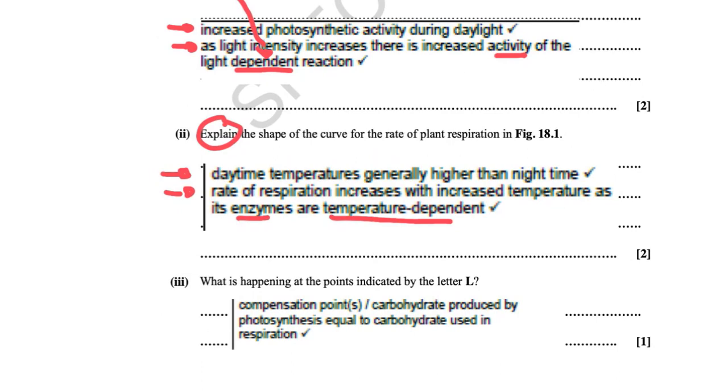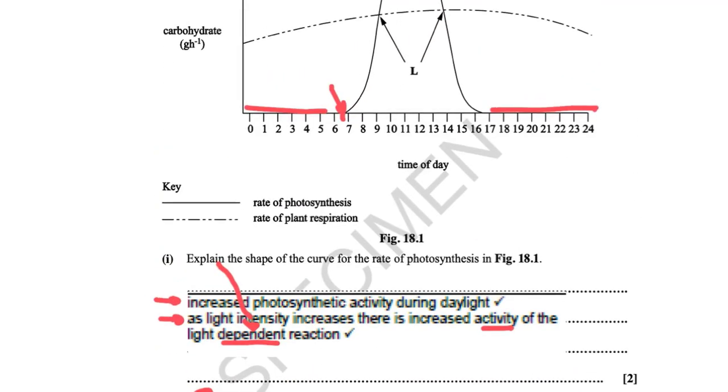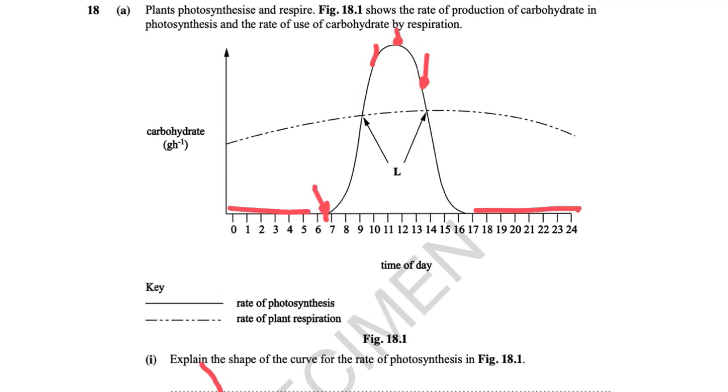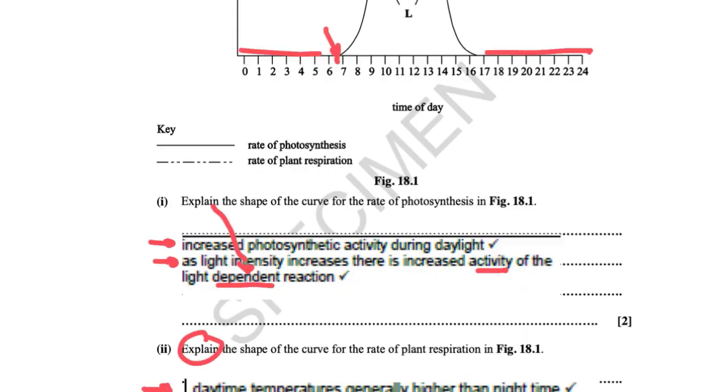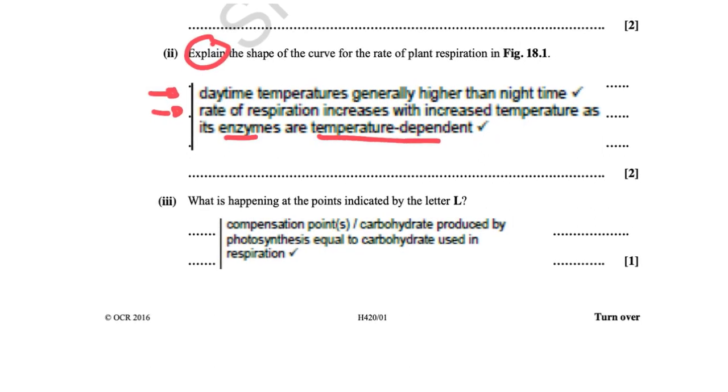Then it says what is happening at the points indicated by the letter L, and I mentioned this before, but at L you can clearly see that the rate of respiration is equaling the rate of photosynthesis. Therefore the input of carbohydrate into respiration is equal to the production of carbohydrate from photosynthesis, and that's known as the compensation point. But it's not sufficient just to say that it's the compensation point. What you have to say in explaining it is that the carbohydrate produced by photosynthesis is equal to the carbohydrate being used in respiration.